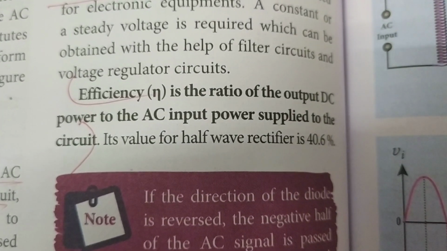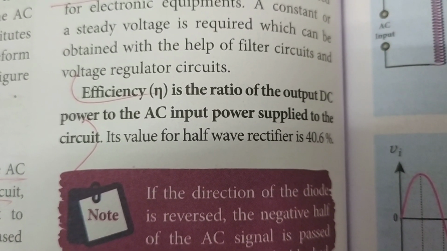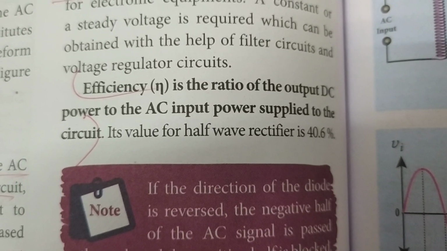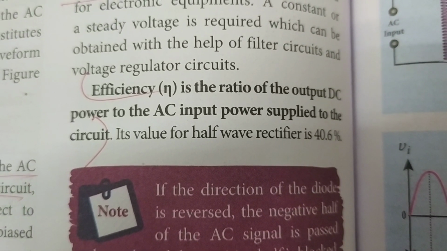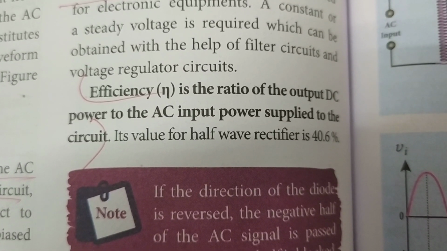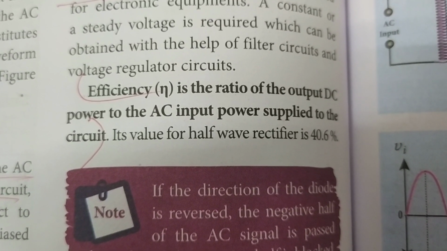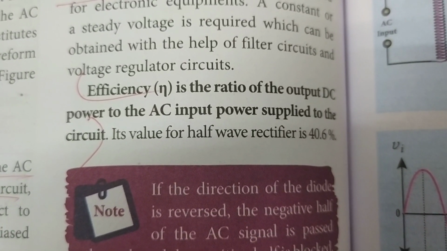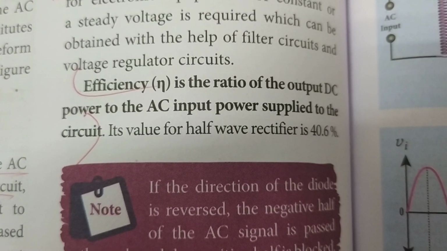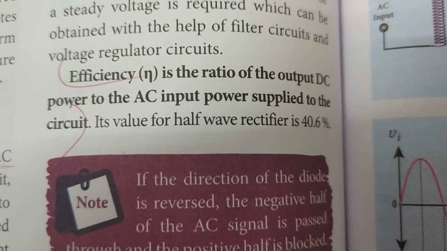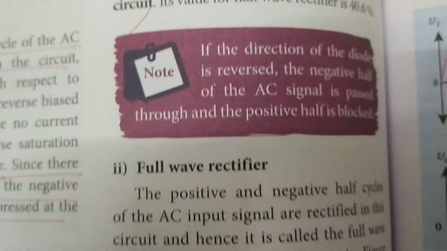Now what is efficiency? Efficiency is the ratio of the output DC power to the AC input power supplied to the circuit. You are giving AC and you are getting DC. So the efficiency is output DC power to input AC power. And power is nothing but the product of voltage and current.